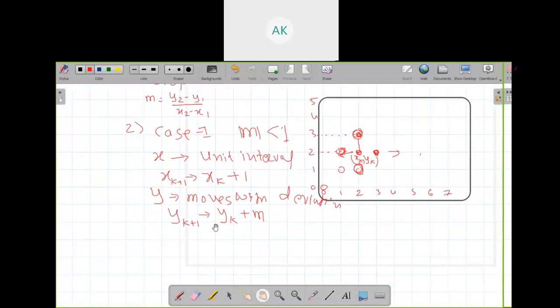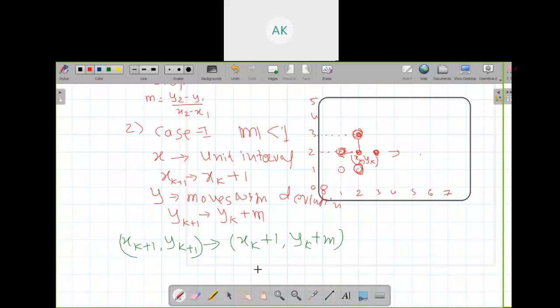Okay, in case 1 where m is less than 1, the next point xk plus 1, yk plus 1 will be xk plus 1 and yk plus m.